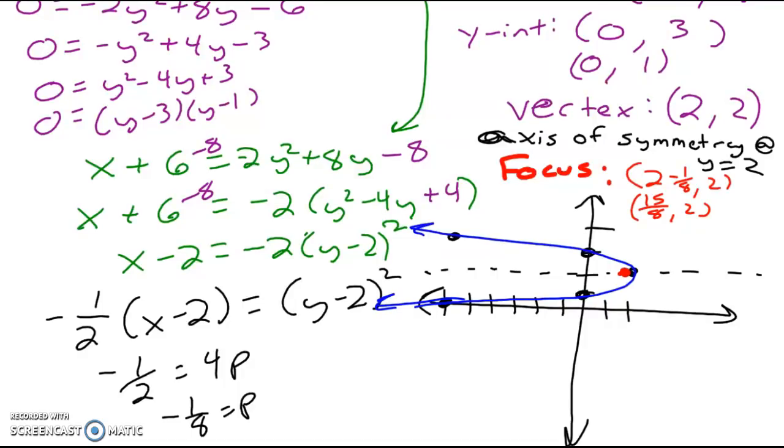And the directrix is just out here, and it's at x equals 17/8. So that would be a full graph of what we have.